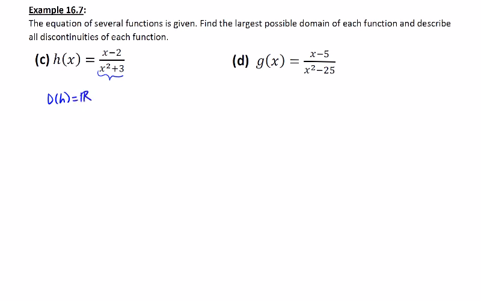And if the domain is all real numbers, then there are no discontinuities. There's no possibility of having a vertical asymptote or a hole. So I'll just state that there would be no discontinuities.